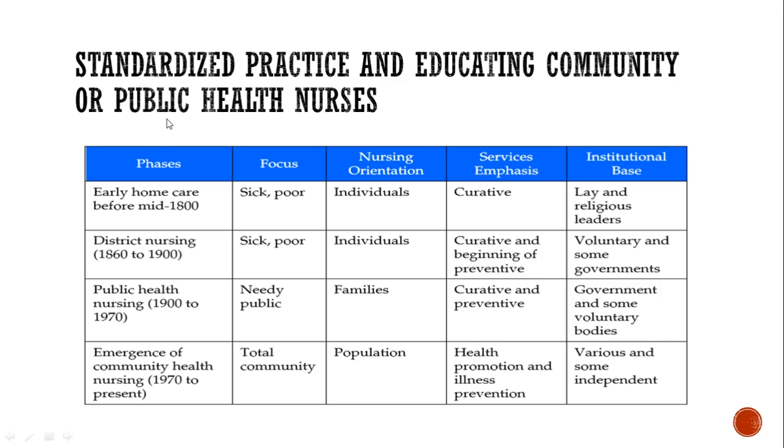So now we'll talk about the standardized practice and educating community or public health nurses. In this table it says how these community health services developed from the past up to present. In each phase, who was the focus, and what are the services available. So you can go through that and get some idea.